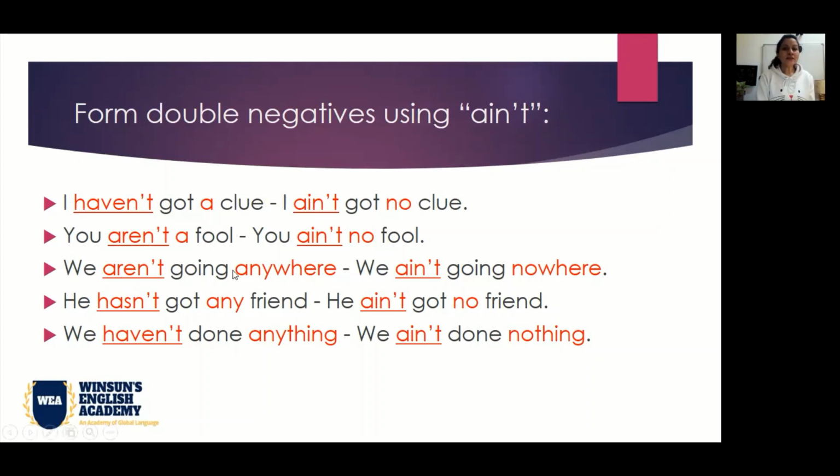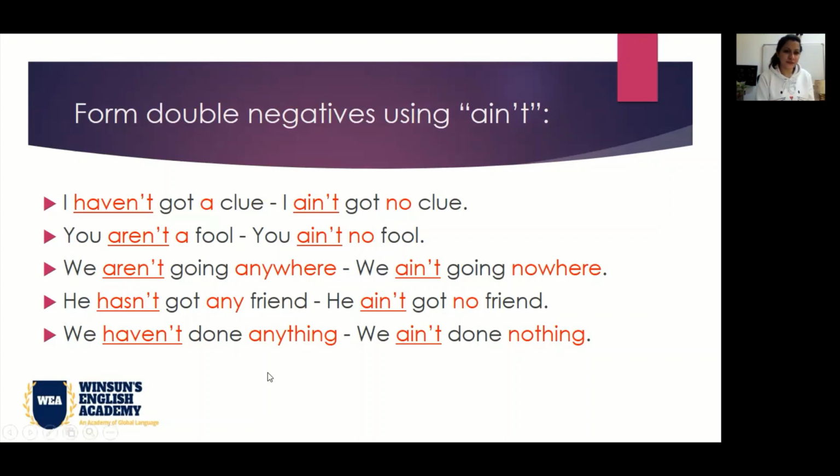Now, we aren't going anywhere. So we ain't going nowhere. Nowhere. Let's look at the next one. He hasn't got any friend. He ain't got no friend. Do you notice something? No, not yet.